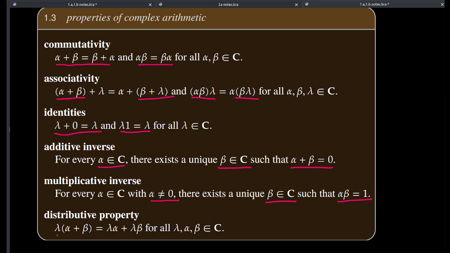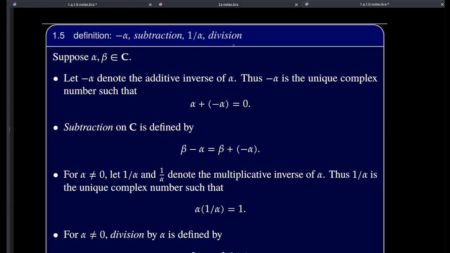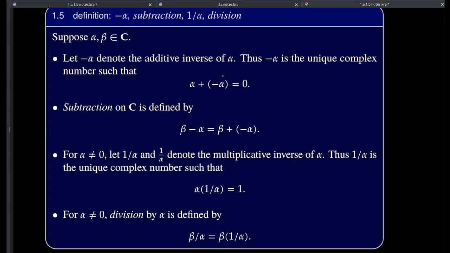And finally, multiplication and addition play well together. You take a complex number and you multiply it by a sum, then you get the sum of the multiples of those things. Okay, cool, easy enough. We've all seen these. These are basic arithmetic rules. We've been drilling it in you since you were, probably in elementary school, I guess. So hopefully everyone has seen this in some capacity before.